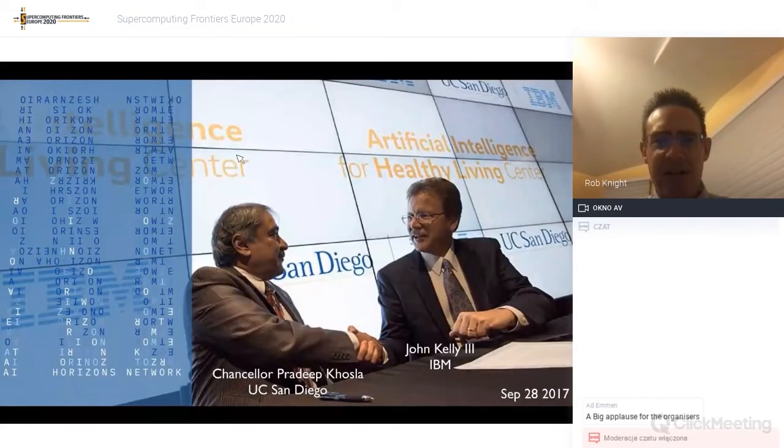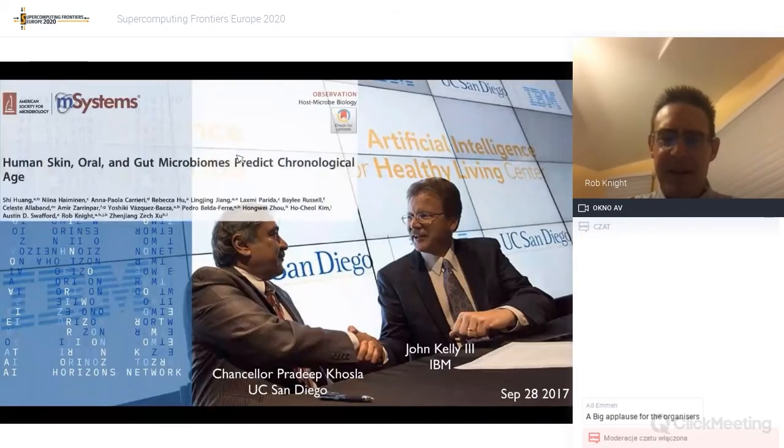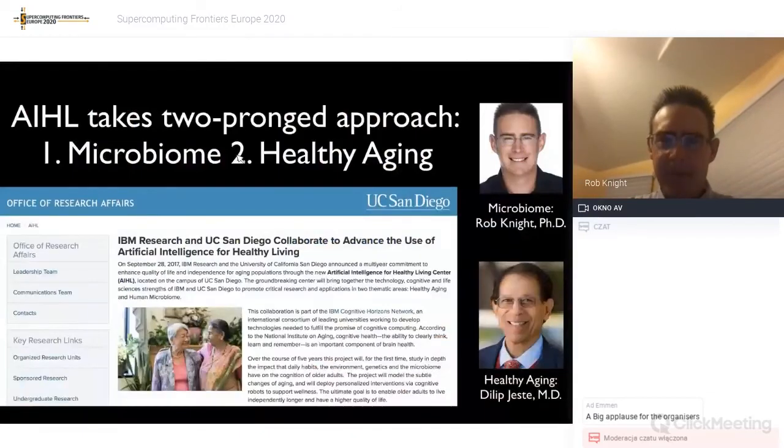And what we're able to show is that the microbiome of different parts of the body can predict chronological age. So we can tell your age to within about 12 years from your gut microbiome and to within about 4 years from your skin or from your mouth, the microbiome in your skin or your mouth. So the AIHL Centre has two prongs. There is the microbiome part that I lead, and then there is the healthy aging part led by my dear friend and colleague, Dilip Jeste.